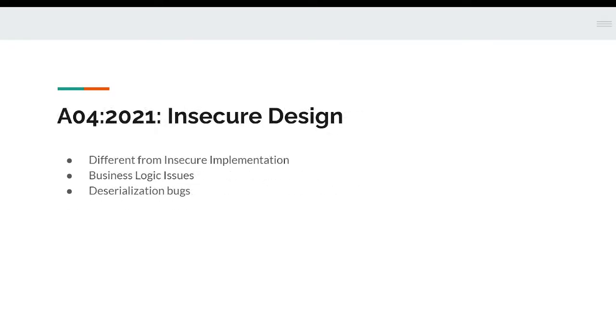So, insecure design. You're going to have to bear with me, because these sorts of slides are more difficult to write than technical slides. Insecure design is not a technical bug. It's an implementation bug, I guess. The process of the application is technically sound, but the design of it is flawed. That includes things like business logic issues and deserialization issues. I do have a code sample in a minute to show you, which if you followed me on Twitter you'll probably see anyway. It's not strictly an insecure design issue, but it kind of floats around that area.